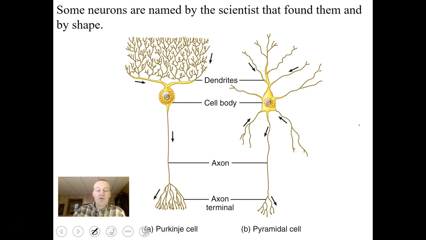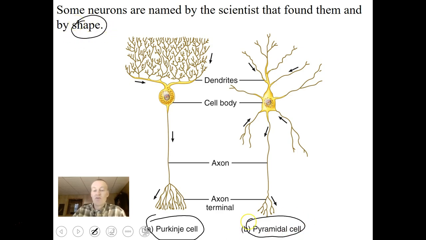Neurons sometimes, though, are classified based on the scientist that found them. So here we have Purkinje, named after the person that first described them. And then sometimes they're classified based on shape. So we have the pyramidal, which is almost a pyramid-like shape that you can see there.